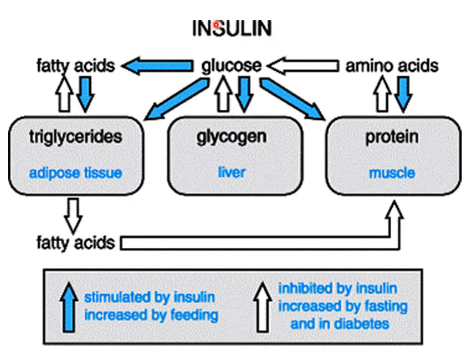The steps that are stimulated by insulin, that is the conversion of glucose to glycogen, the conversion of glucose to fatty acids and then to triglycerides, and the conversion of amino acids to protein. All these are steps which are stimulated by insulin. These steps are increased by feeding. That is, feeding stimulates insulin release, and these steps go in this direction.